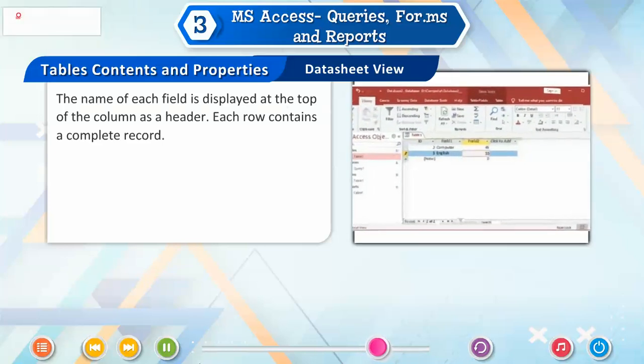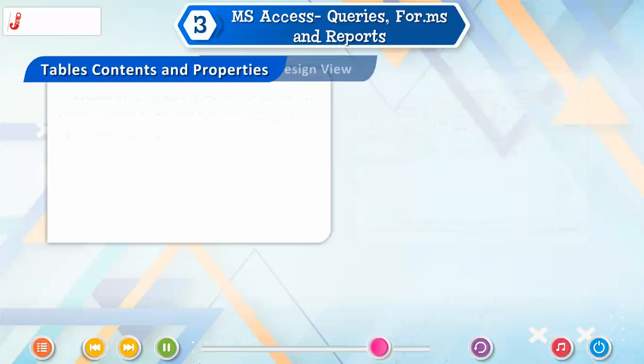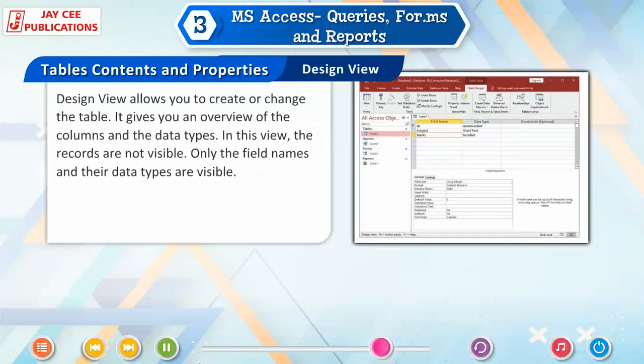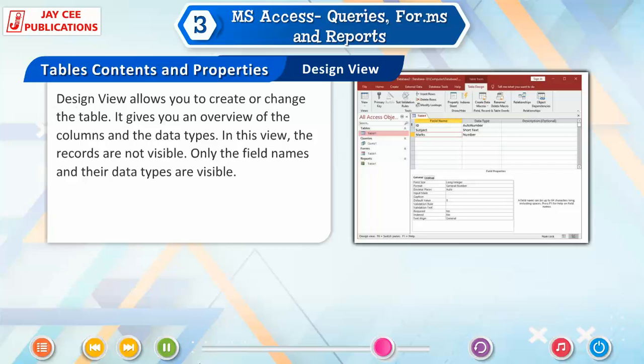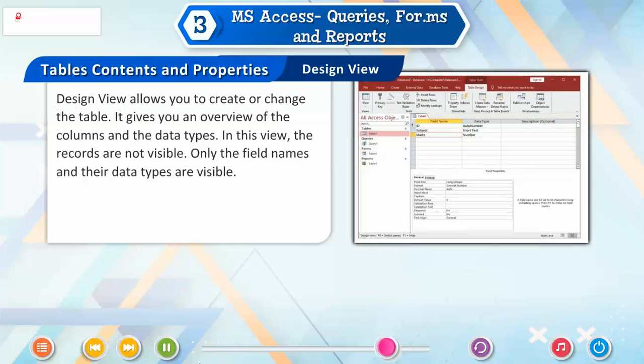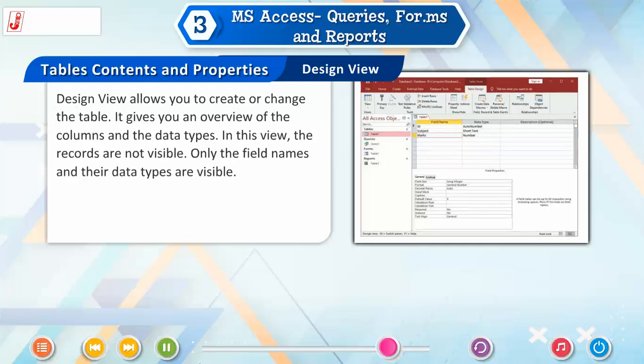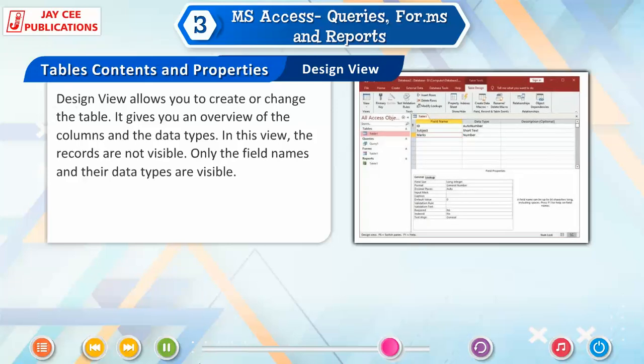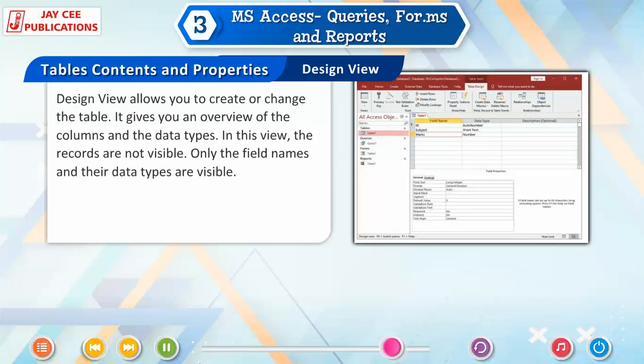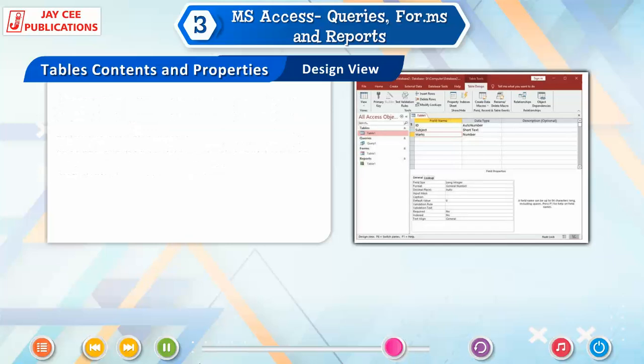Each row contains a complete record. Design View. Design View allows you to create or change the table. It gives you an overview of the columns and the data types. In this view, the records are not visible. Only the field names and their data types are visible.